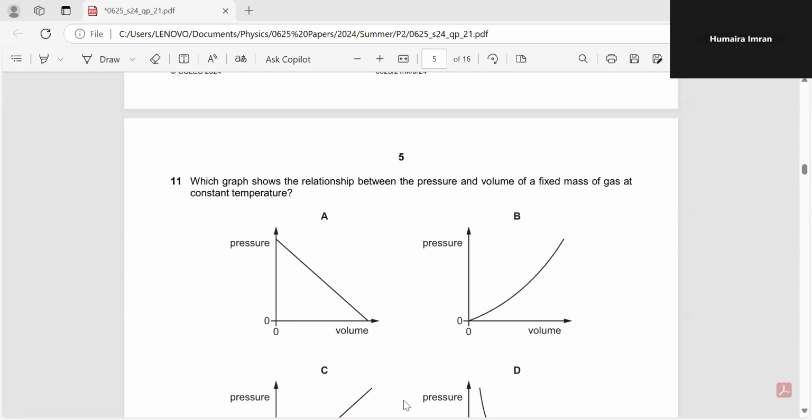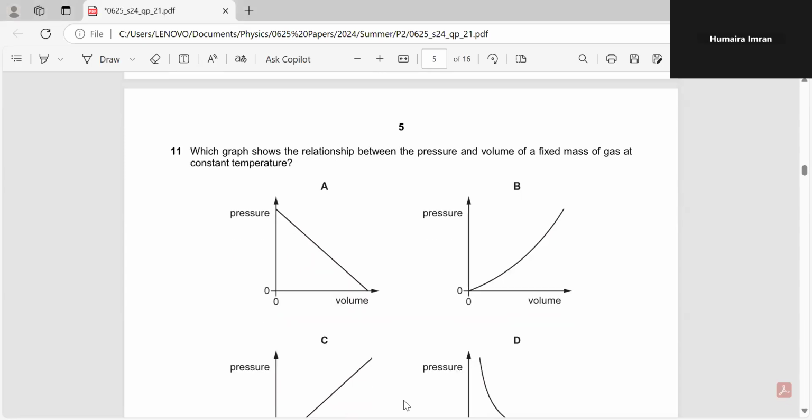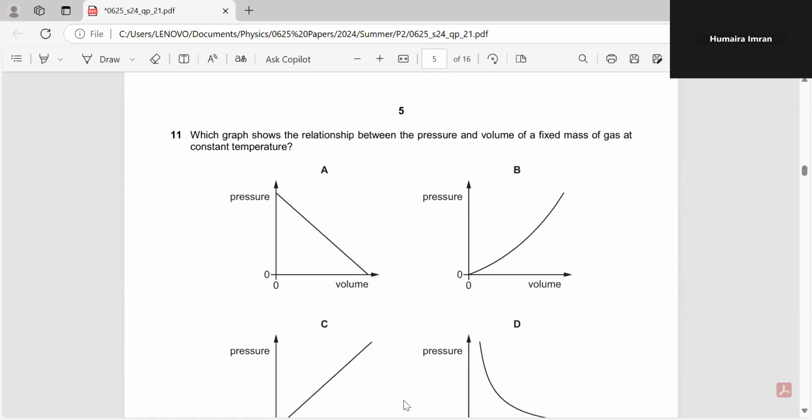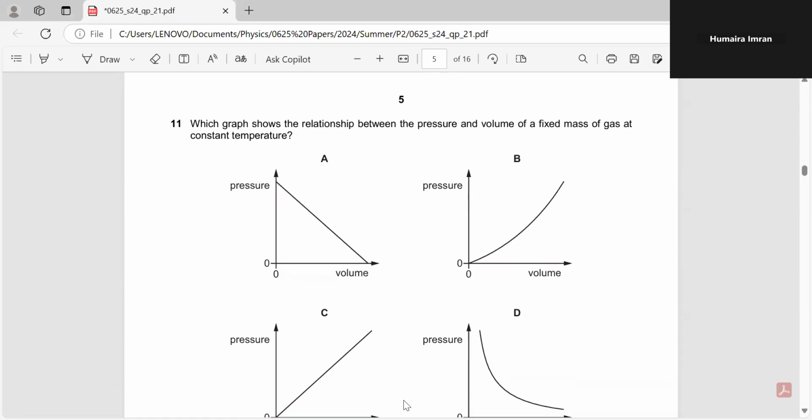Hello, my dear students. It's the next part of our paper, which is summer 24 P21. And this is question number 11 now. We are going to continue. I hope that you have watched my previous video in which we have solved the questions from question number 1 till question number 10. And now we are going to continue from here. It's from question number 11 till 20, inshallah.